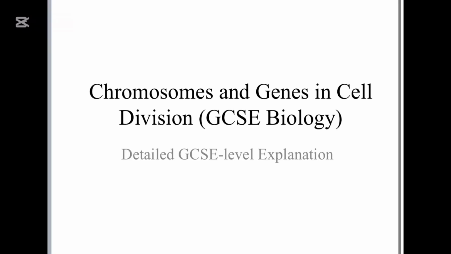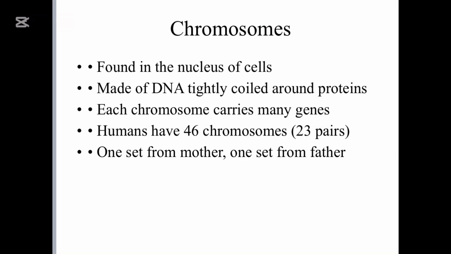Now, let's look at the chromosomes and gene in cell division. Chromosomes, found in the nucleus of a cell, that's point 1. Point 2, made of DNA tightly coiled around proteins. Point 3, each chromosome carries many genes. Point 4, you should note that humans have a total number of 46 chromosomes, and in pairs they are 23. One set from the mother and one set from the father.